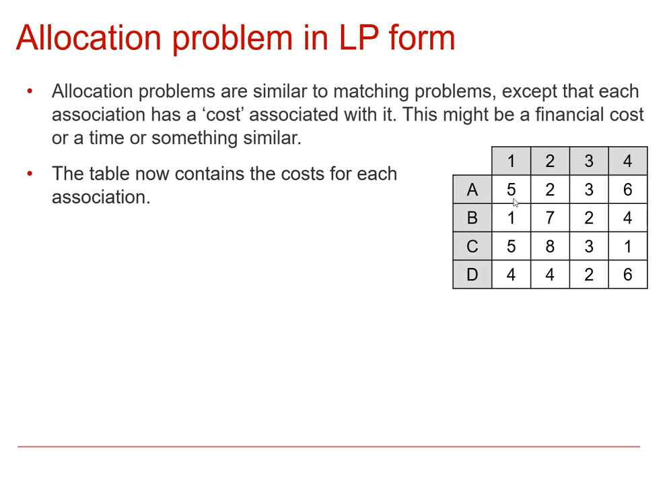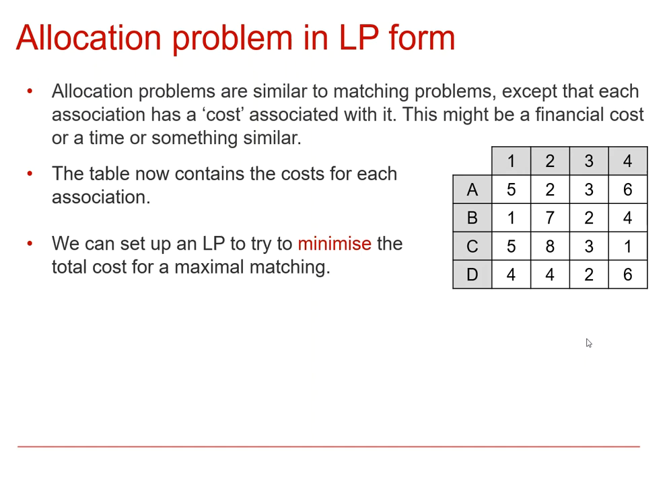So we could imagine that we've got 4 workers here, for example, 4 tasks. Any worker can be assigned to any task, but some workers are quicker at some tasks than others. So each number is representing the time that worker takes to do that particular task. So what we need to try to do then is to minimize the total cost, total time perhaps, for this. What we mean here by a maximal matching is that each worker is assigned exactly one task.